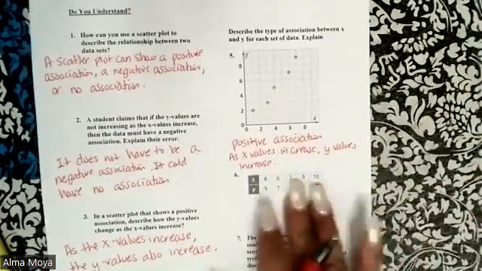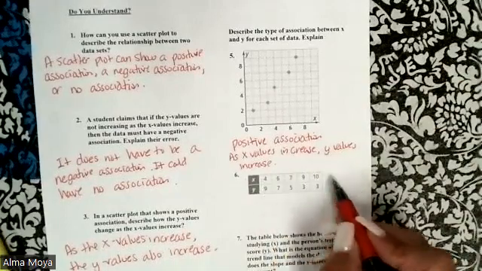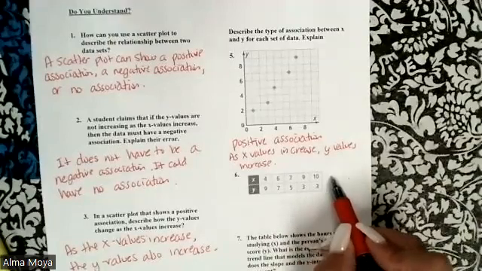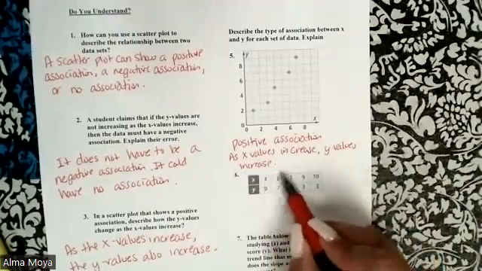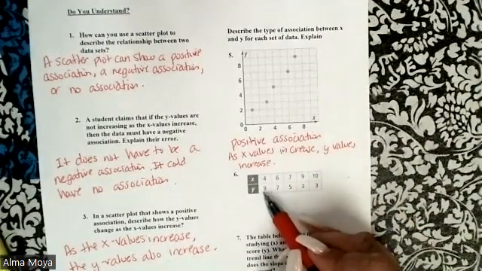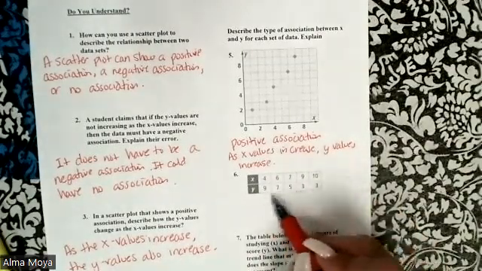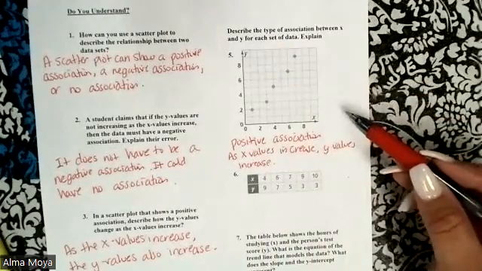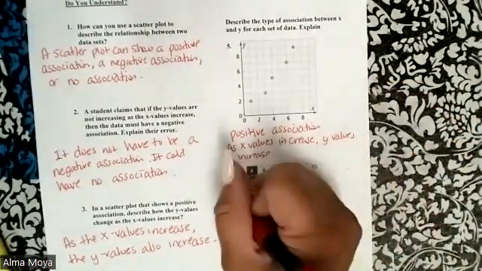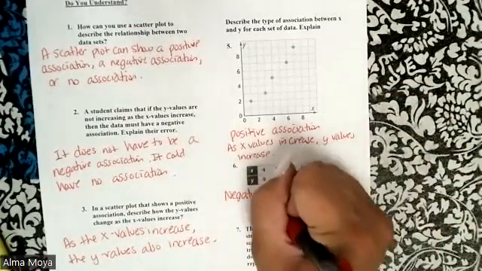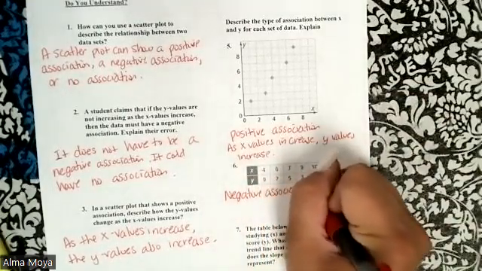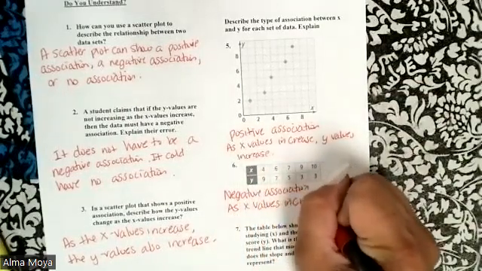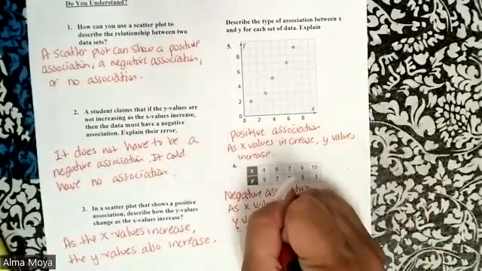On this next one, you're given a table. If you want, you can plot the points, or we could just look at the numbers. This is going 4, 6, 7, 9, 10. This is going up, if you notice. So as the x is going up, let's look at the y values. It goes 9, 7, 5, 3, 3. The y values are going down. So as the x values are going up, the y values are going down. So what is that causing? That's causing a negative association. As x values increase, y values decrease.